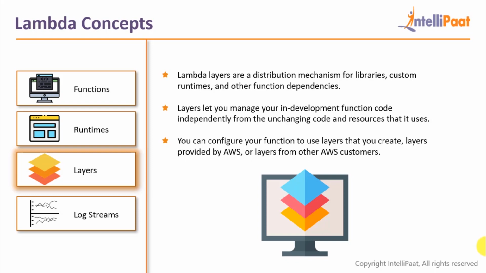You can just upload the information in a zip file as layers and take information out of that, and you can create multiple layers. The maximum number of layers is 5 per function, and you can use layers provided by AWS customers, or already available layers, or you can create your own layer.